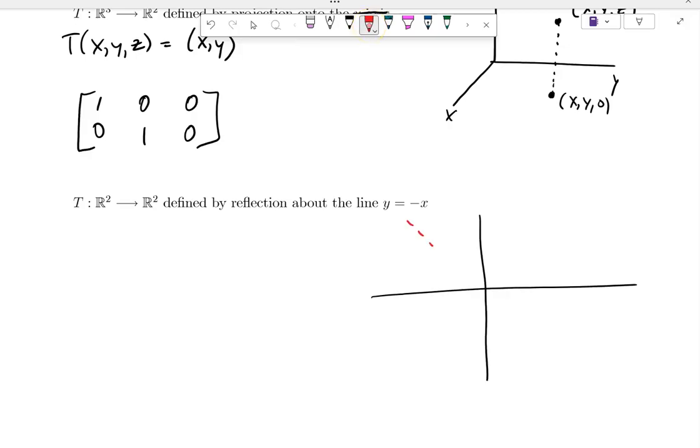Reflection about the line y equals x, or negative x. So if I start with some arbitrary point x, y, and I reflect about the line y equals negative x, what happens? So, okay, maybe I probably didn't draw that particularly well.